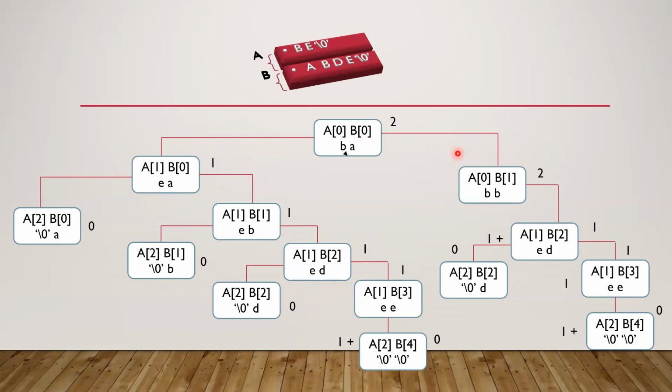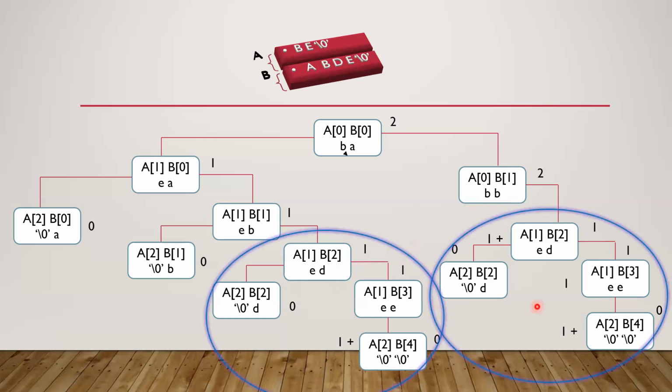Now, if we solve the right branch A0, B1, they are matching. So it enters the second condition, and in the second condition, it says that 1 plus the next call. So A will move to 1 and B will move to 2. Now you see here, this is matching with this one. So now this part will continue here also.